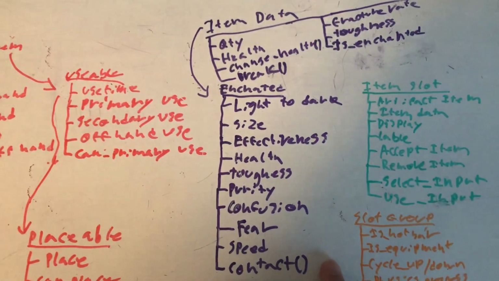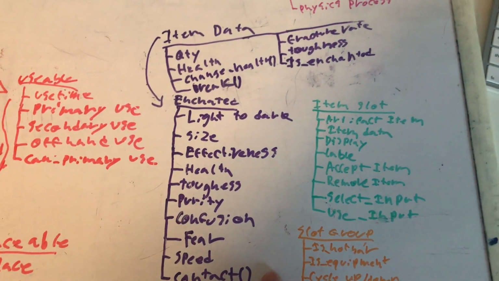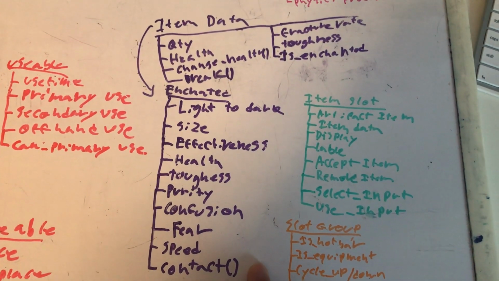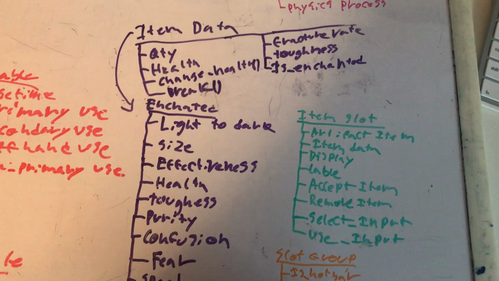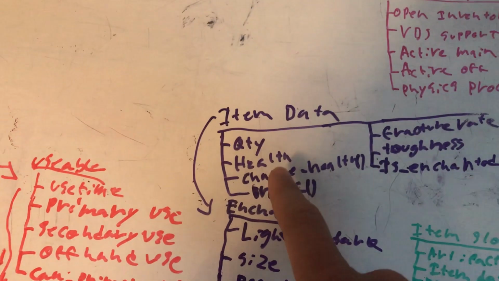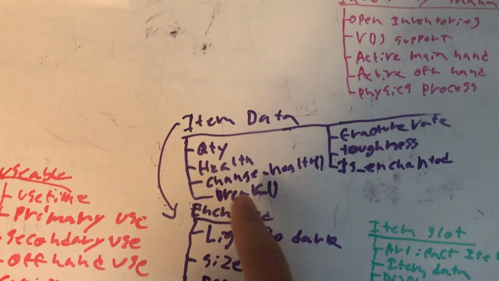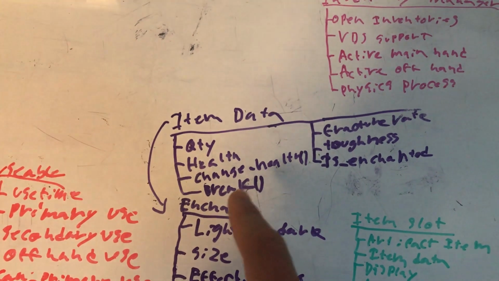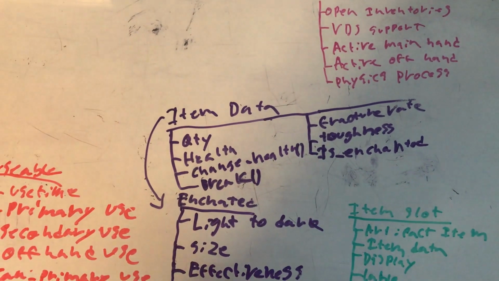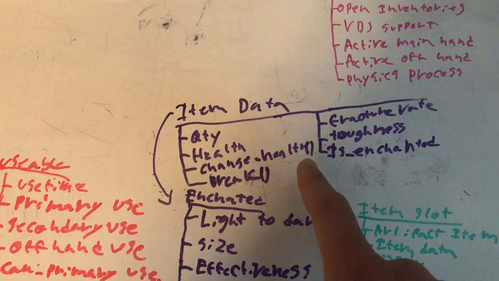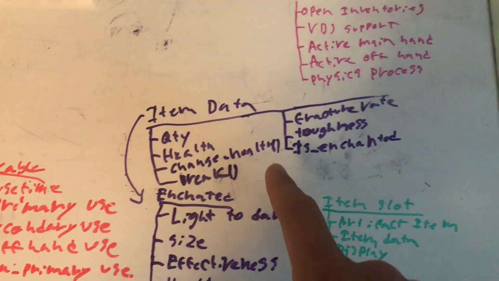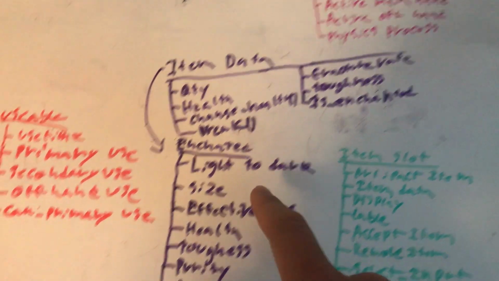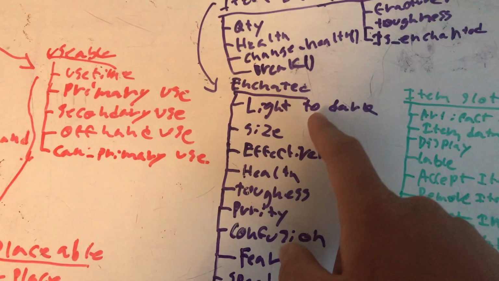And then the item data itself is probably also going to be a resource that keeps track of how many of the items are in the stack, and the health of the item that could be used for durability, but for most items it's just going to have one health. What happens when the item breaks or loses health? And then also enchantments, because this is going to be a magical game.